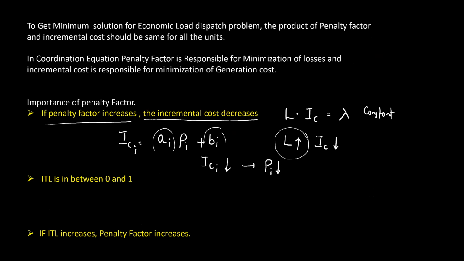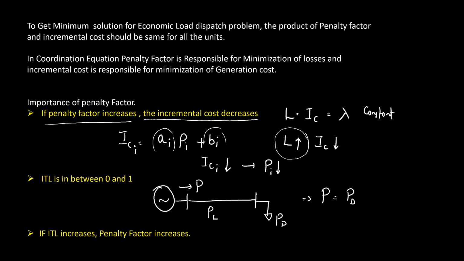Suppose you take this example. Here there is a generating unit which is supplying a load of PD, and the total losses that we are incurring is PL. So how much should it generate? The power generated by this one, say P, should be equal to the total power demanded plus total losses, because there is only one generating unit. Now in this case, the incremental transmission loss ITL will become the losses divided by the generation.